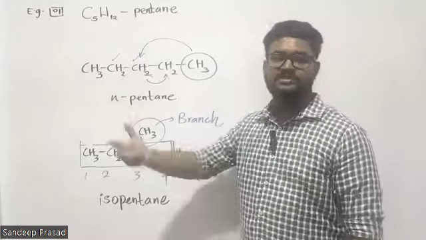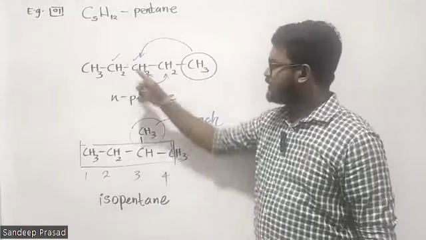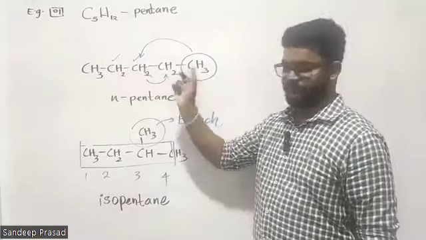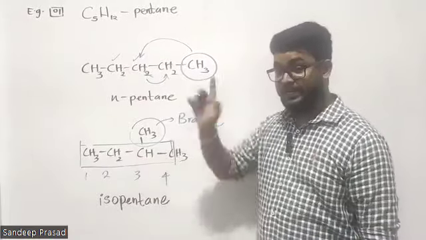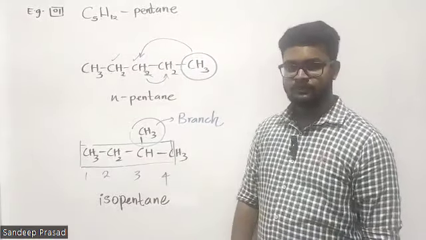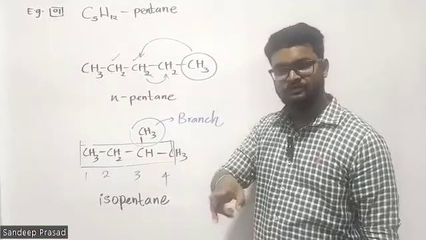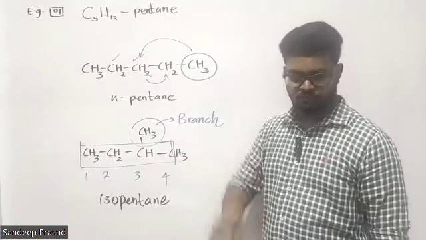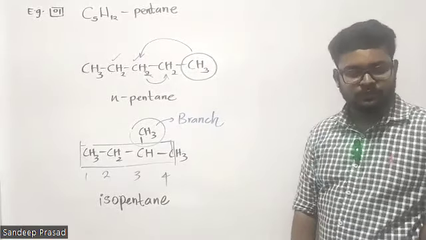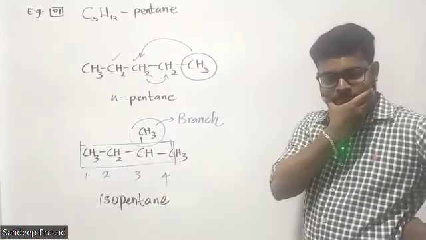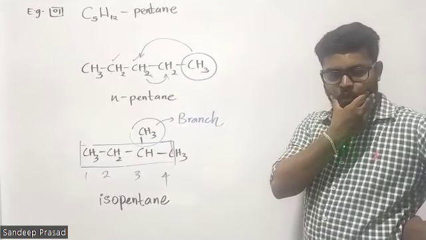We are going to change the structure of the isomer. 1, 2, 3, 4, 5. 5 carbon atoms were there, right? 1, 2, 3, 4. I reduced that one into 4. Why didn't you try to reduce that one into 3? We can reduce this one into 3. How can we do that?